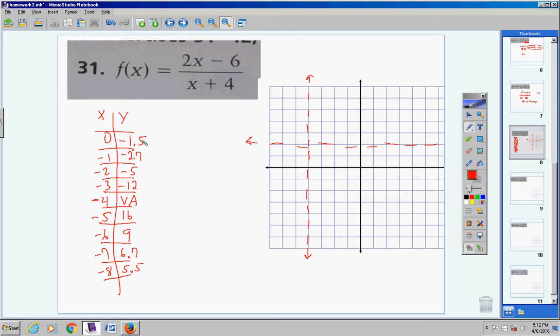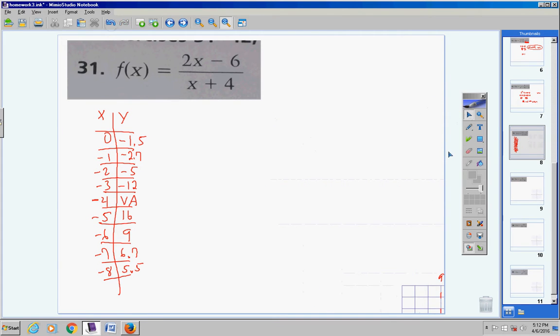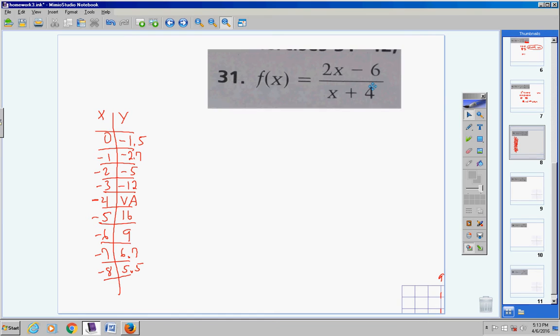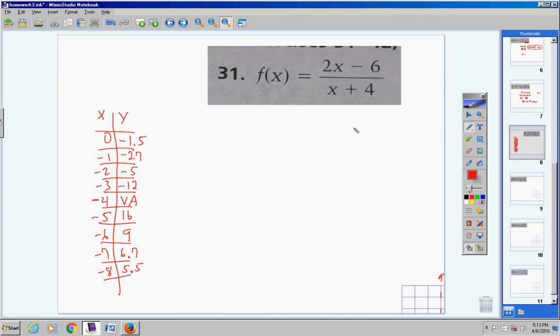Now, for those that do not have a grapher, you're going to have to do this longhand. Now, it's not that bad. It's really not. Put a 0 in for x. 2 times 0, 0 minus 6 is negative 6. 0 plus 4 is 4. Negative 6 divided by 4. Type that into your calculator. Negative 1.5.